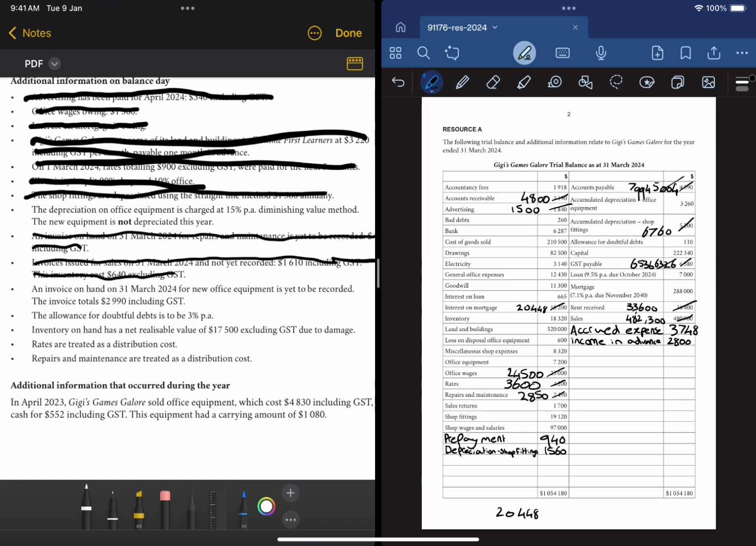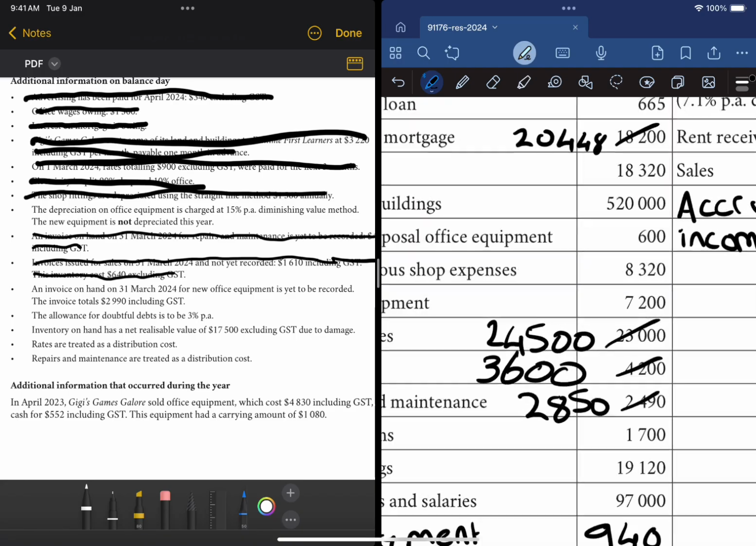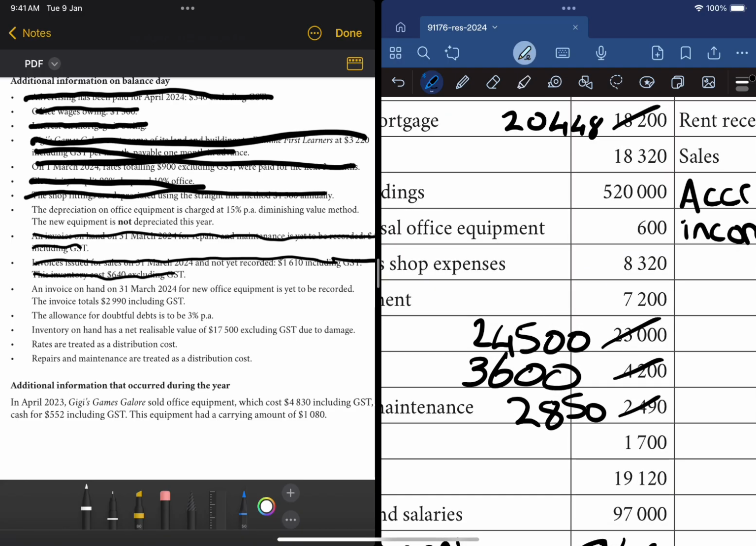Okay, now what we're going to do is find the GST exclusive amount. So 2,990 divided by 1.15 is 2,600. Okay, so coming over here to office equipment, currently it's 7,200. We're going to go 7,200 plus 2,600, which is going to give us 9,800. Okay, so 9,800. Nice.